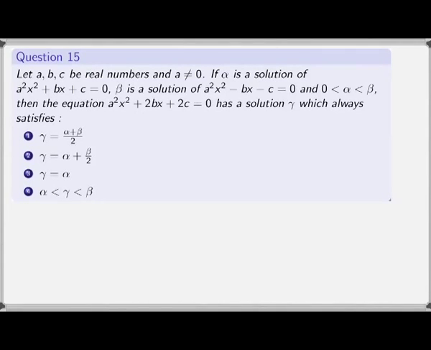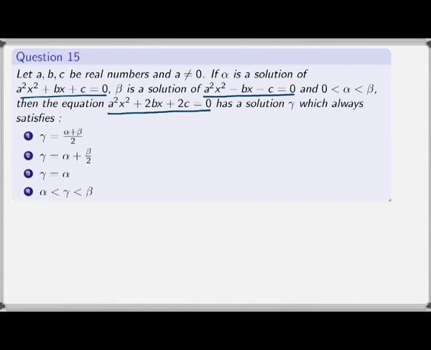Let us look at this question now. We have three real numbers a, b and c, so that a is non-zero. We have three quadratic equations: a square x square plus bx plus c equals to 0, and a square x square minus bx minus c equals to 0, and a square x square plus 2bx plus 2c equals to 0. We are told that alpha is a solution of the first quadratic equation and beta is a solution of the second quadratic equation with the property that 0 is strictly less than alpha and alpha is strictly less than beta.